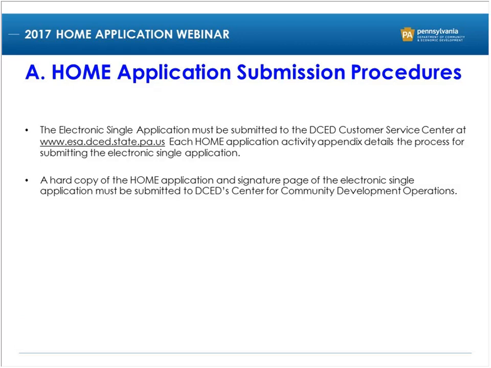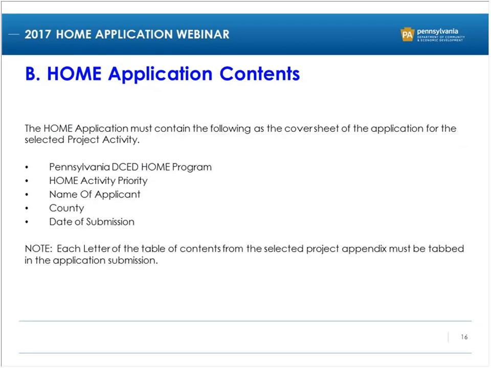With the home application itself, when you submit it, we're going to ask that you have a cover page. And on that cover page, you should recognize that this is the home program. You need to specify which activity priority you are applying for, the name of the applicant, the county from which the submission is coming, and the date of submission.